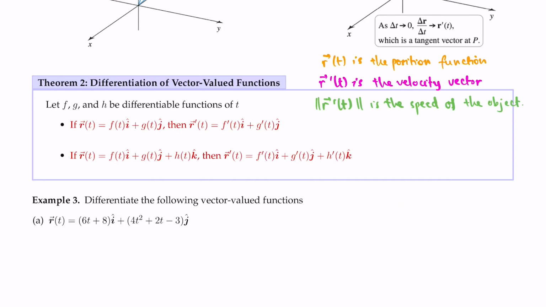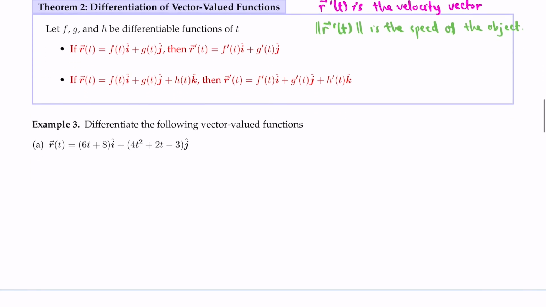So to differentiate a vector value function, you just take the derivative of each component of the vector value function, and you get the result. Very similar to what we did for the case of limits of vector value functions. And that is true for two-dimensional vector value functions and three-dimensional vector value functions.